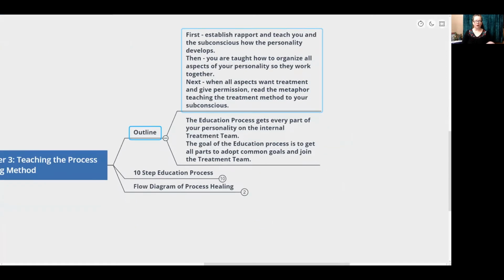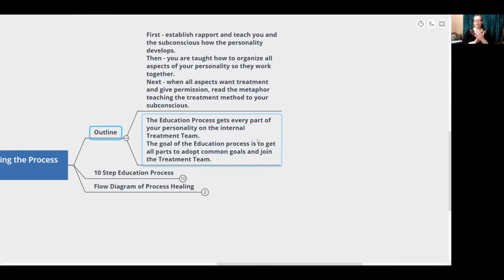And then the education process gets every part of your personality on the internal treatment team. So the treatment team is you. It's all of your parts working together as one. The goal of the education process is to get all of the parts to adopt a common goal and join the treatment team. He's going to give some detailed instructions on how to motivate these aspects or parts of your personality so that they want to join the treatment team and join the main personality, and specifically what to say to describe the advantages. And we went over those in parts 1 and 2.